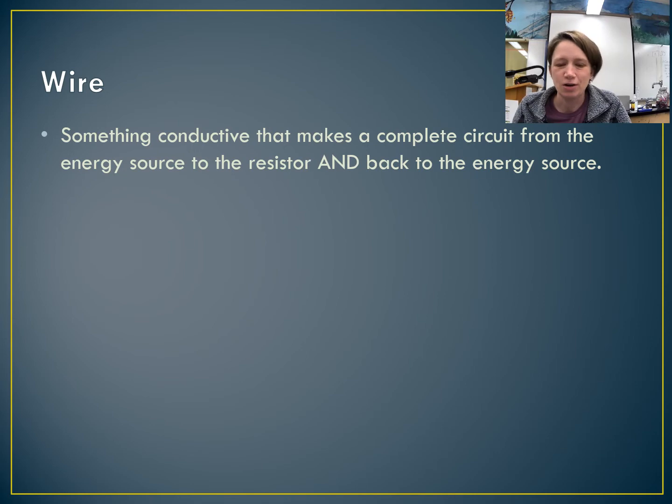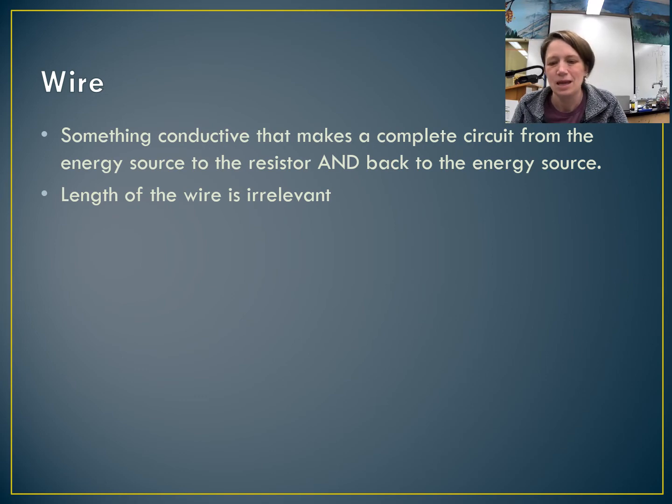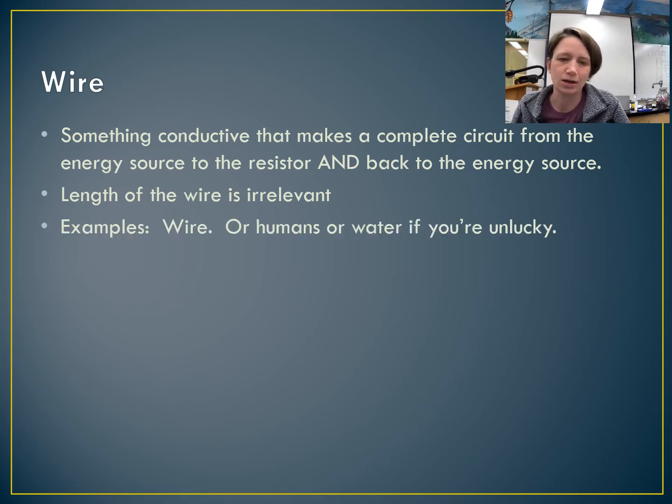Obviously, every circuit diagram is going to contain wire. We have to have something conductive that is going to make a complete circuit from the energy source to the resistor and then back again to the energy source. One note in general, the length of the wire is not relevant in this class, or at least when we're dealing with what's called an ideal wire. We remember doing ideal gases, and so unless we are given other information about the wire, we assume that it doesn't matter how long it is.